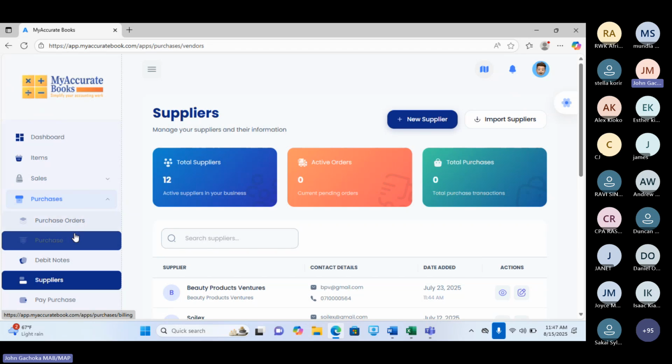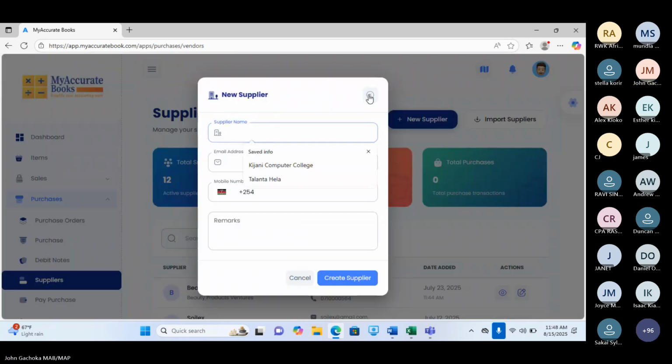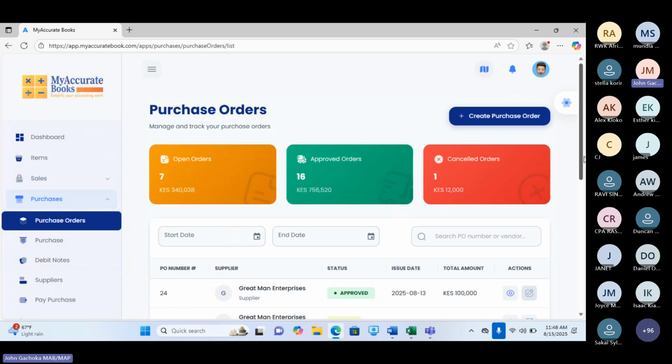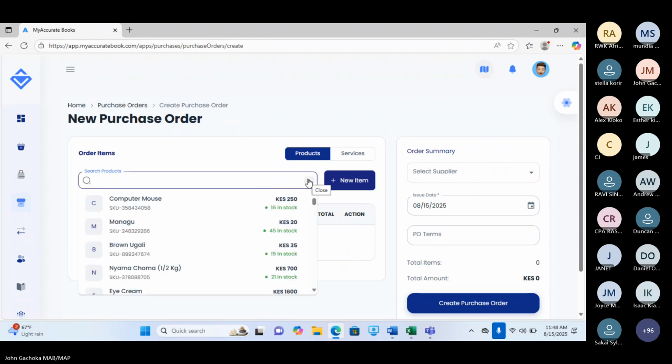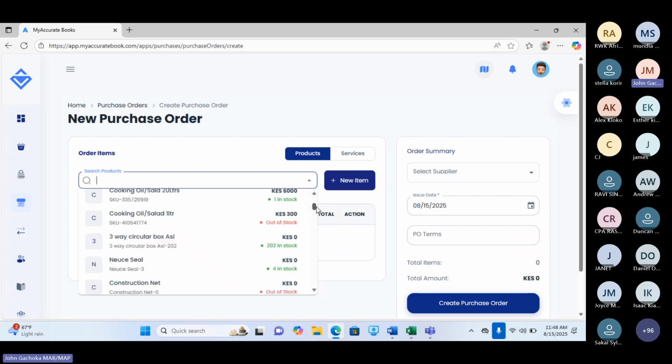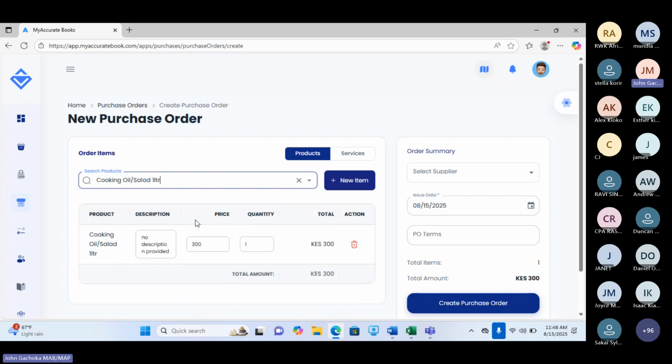So we could generate one. So we say we want to create a purchase order. So over here, you can select items that you want to be supplied. Maybe items that are out of stock. If it is cooking oil, you could say maybe you need 10 of them, 20 of them.